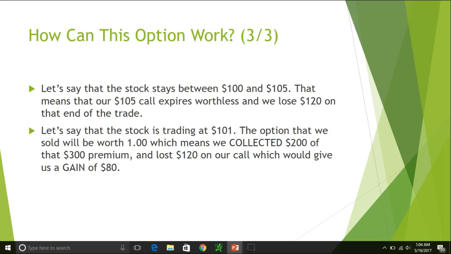It doesn't matter if this stock goes to $500, our maximum loss on this trade would be $320. So the great thing about trading these vertical options is that it gives us a way to have defined risk.